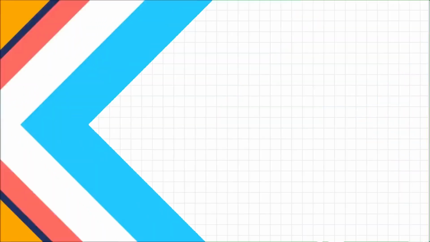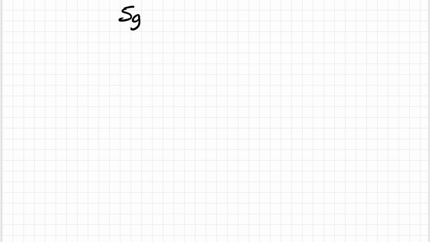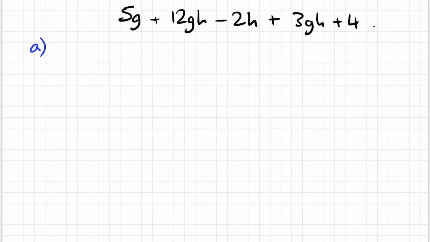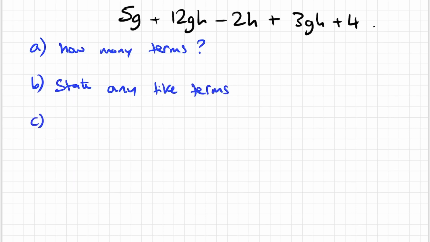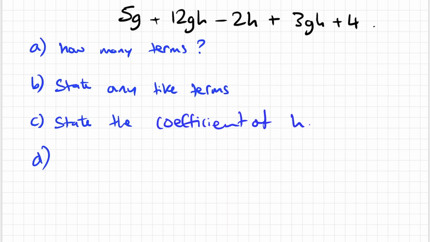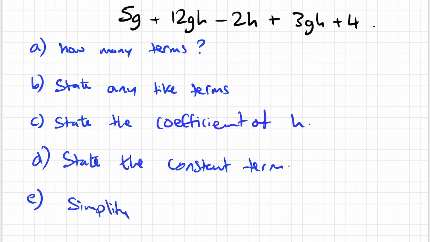Consider the expression 5g plus 12gh minus 2h plus 3gh plus 4. So just consider that expression. I want to ask in part A, how many terms are there? Part B, state any like terms. C, we'll go with state the coefficient of h. And then D, state the constant term. And then, if possible, simplify the expression. I'm just going to leave it to simplify. So let's have a look at this.